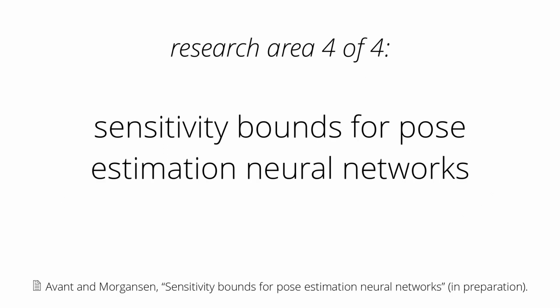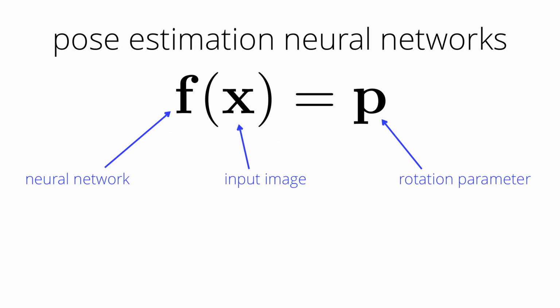Okay, so on to the final area of research, which is on the topic of sensitivity bounds for pose estimation neural networks. In this section, we're going to consider a similar type of sensitivity analysis as we did in the previous section, but specifically for pose estimation neural networks. We can write a pose estimation network as a function f, which maps an input image x into a rotation parameter p. In reality, a pose estimation network will output a pose, which consists of position and rotation, but the pose will often be a concatenation of position and rotation, so we can basically split the network and consider the rotation portion separately.